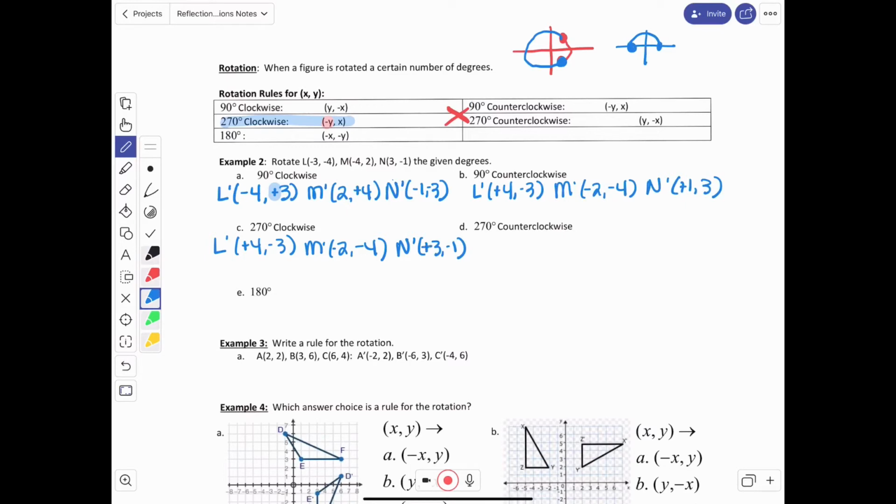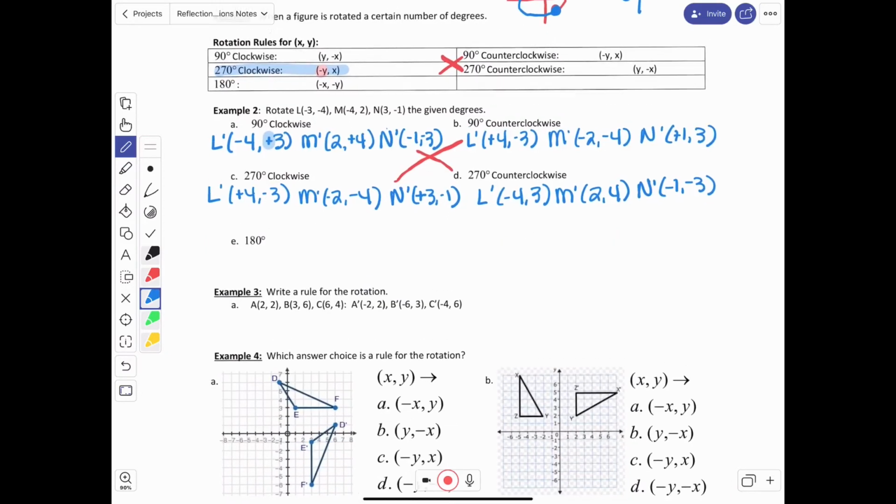Okay, I also know that, remember we said these two should have the same answers. So what I could do for D, as long as I know I've done A right, I could copy A's answers. So that'd be 2, 4, and N is going to be -1, -3.